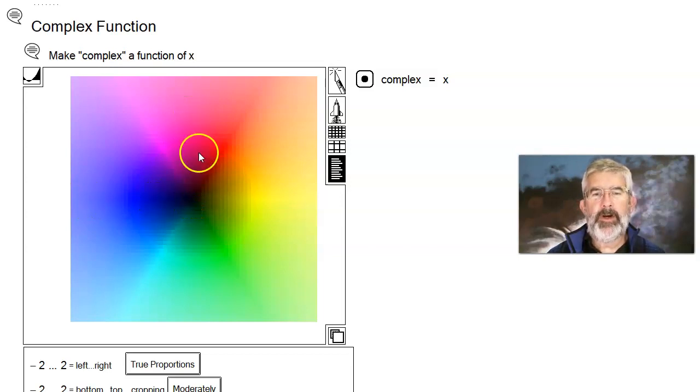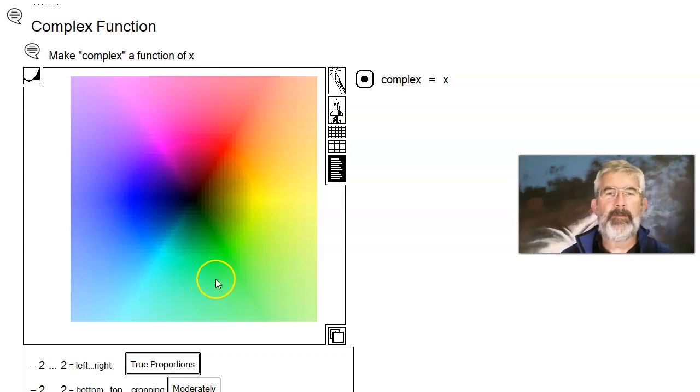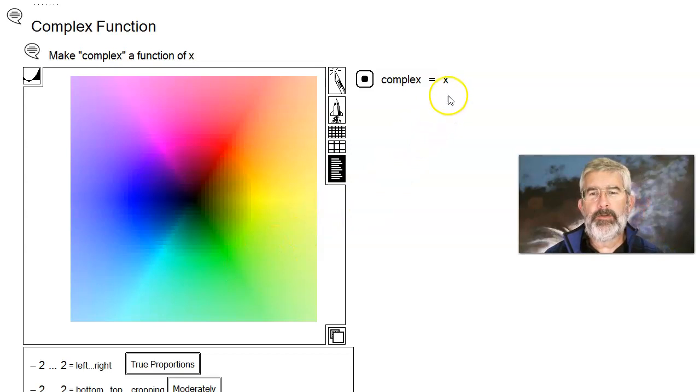Positive imaginaries are this, well, I don't know, pinkish color up there. And negative imaginaries are this green down here. Again, the further you get away from 0, the lighter the shade. The closer to 0, the darker the shade. 0 itself is black. So I can show you the color of different numbers by just typing them in here.